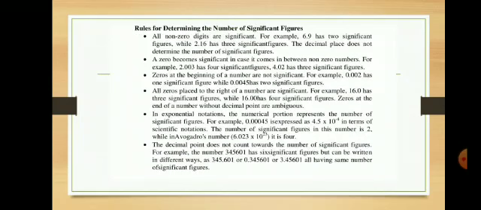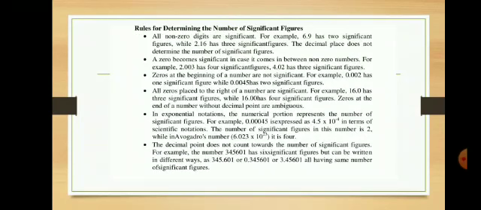Third, zeros at the beginning of a number are not significant. For example, 0.002 has 1 significant figure, while 0.0045 has 2 significant figures. Fourth point, all zeros placed to the right of a number are significant. For example, 16.0 has 3 significant figures, while 16.00 has 4 significant figures. Zeros at the end of a number without decimal point are ambiguous.